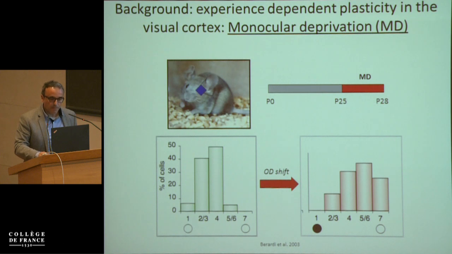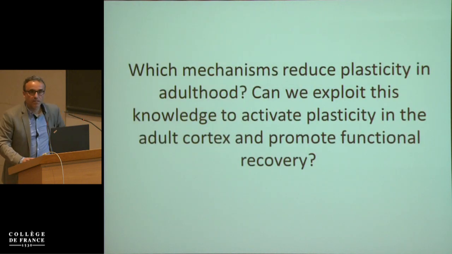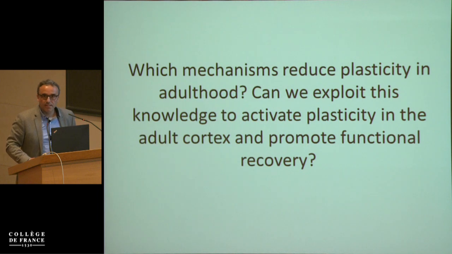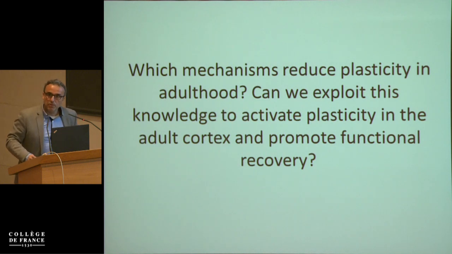What is interesting is that if you do the same manipulation in an adult animal, you have much less of an effect, indicating that plasticity is regulated during development. So the question that we try to ask in the lab is what mechanisms reduce plasticity. Of course, this is interesting for visual cortex, but also to exploit this knowledge, to have some tricks to enhance plasticity, which in some conditions could be useful.